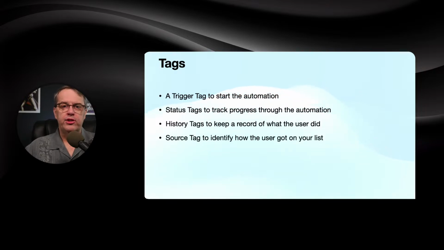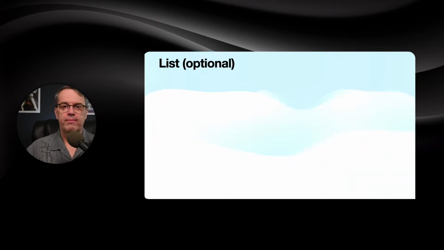A source tag is useful to let you know how somebody got on your list. So did they download a PDF? Did they get referred by another page where you have maybe a different lead magnet or offer? Did they purchase a product and that's how they got on your email list? So you want to have some kind of a tag that says, where did this person enter your email list? And that can be helpful later. You can also use that for segmenting things, and that's very handy.